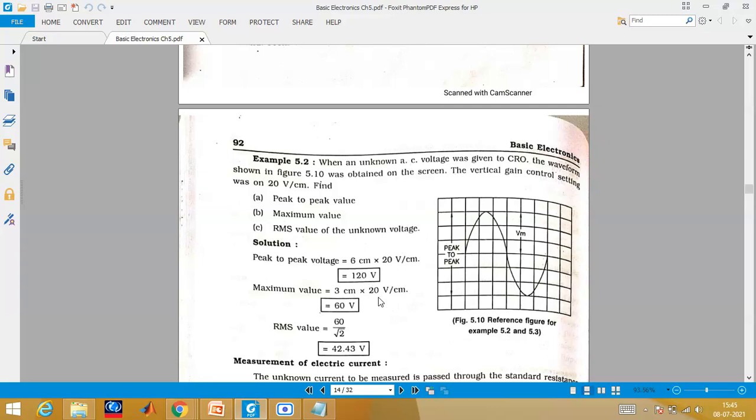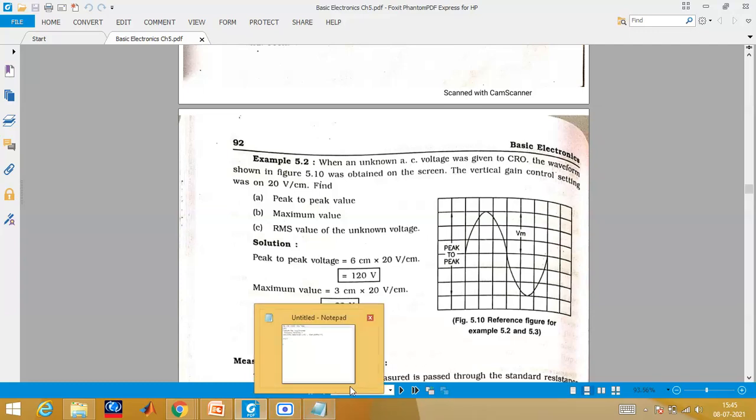So 3 into 20, so you will get 60 volt. So this is the maximum. Peak to peak means positive and negative both you have to include. Then the RMS value of the unknown voltage, RMS is nothing but divided by root 2. So here the maximum value is 60, so 60 divided by root 2. So the formula of RMS is V max divided by root 2.